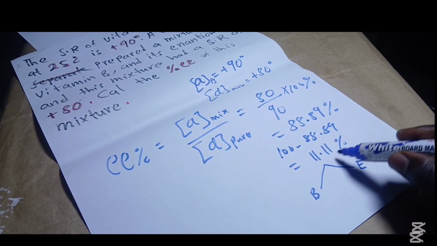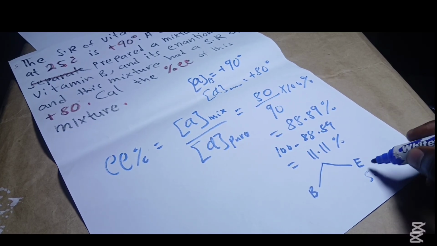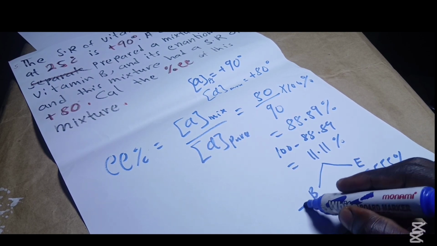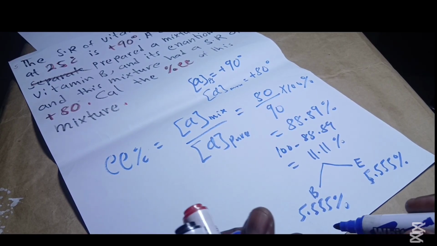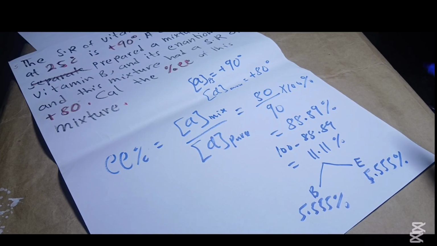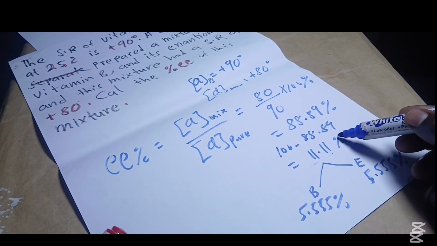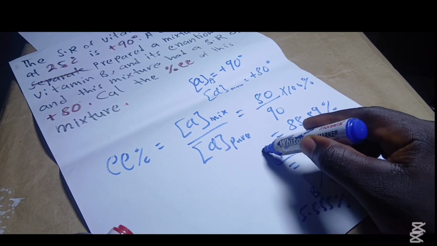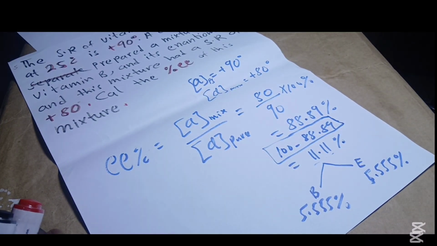So if we divide this 11.11 into 2 exactly, we are going to get 5.55% here. Use the calculator to do that. Yeah, 5.55% here. So 5.55% of the vitamin B and 5.55% of its enantiomer came together to form a racemic mixture of 11.11%. That is why the enantiomeric excess of the vitamin B itself is not 100%.